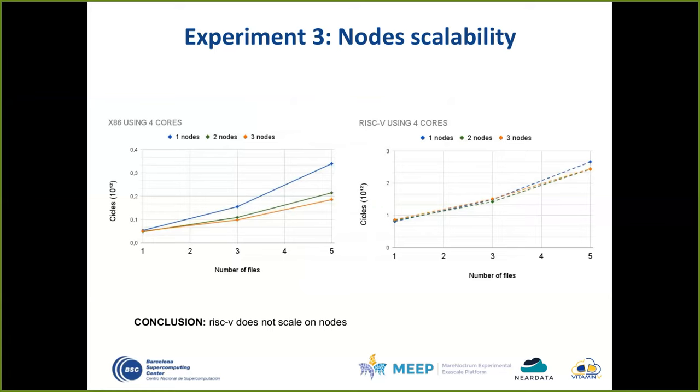Then, about using more or fewer nodes, we have tested up to 3 working nodes. In the left graph, we have the cycle execution time for x86, and in the right graph, we have it for RISC-V. What we can see is that on x86, it's scaling: the more nodes we use, the more the time, the cycles, decrease. But when we look at RISC-V, as you can see, it almost doesn't scale out at all. And using 2 or 3 nodes gives practically the same result.